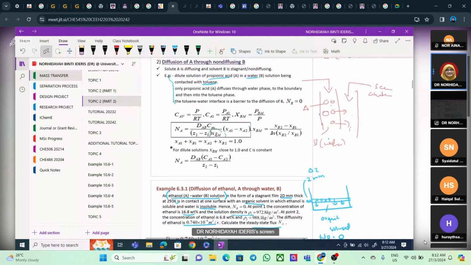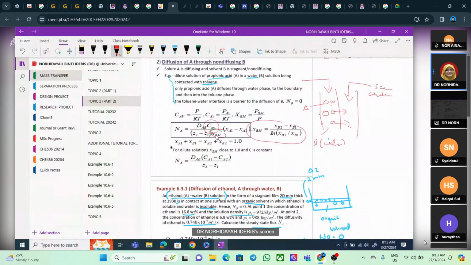Okay, what's the difference between this molecular diffusion in terms of the equation? First, you will see there is an additional new term which is the C_av. For molecular diffusion in liquid, please take note that you need to calculate the value of C_av, the average concentration, and here we have the x_BM.